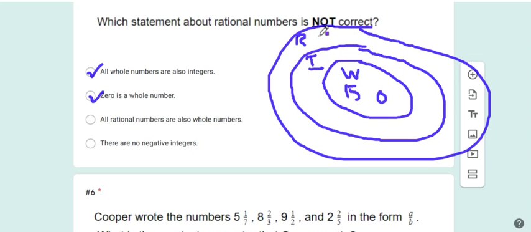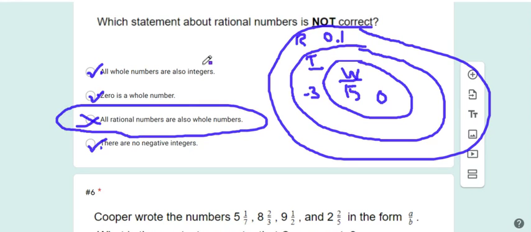So how about the rational number 0.1? That's a decimal. Is that 0.1 also a whole number? No, it's not. So that one's not correct. There are no negative integers. So how about negative 3? Is that a negative integer? Yes, it is. So this one, and this one are true. This one right here is the only one that is not true, and so that's what I should select, right? Because the question asked me which one is not correct, because there are all kinds of rational numbers that are not whole numbers.